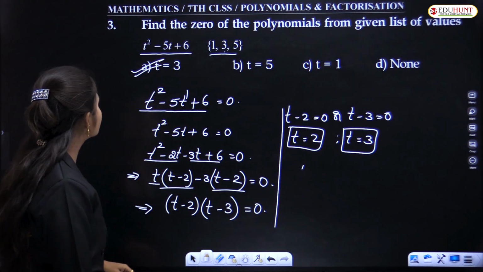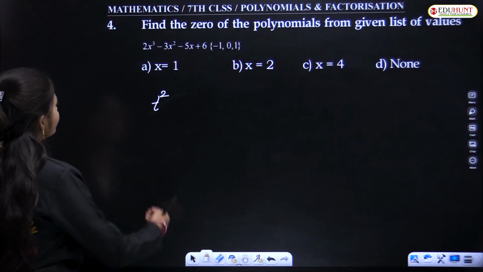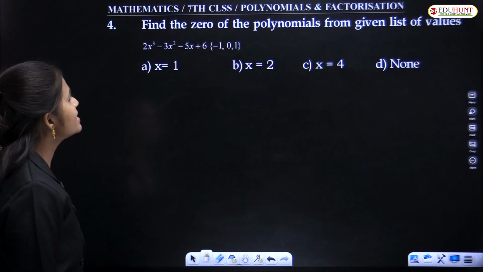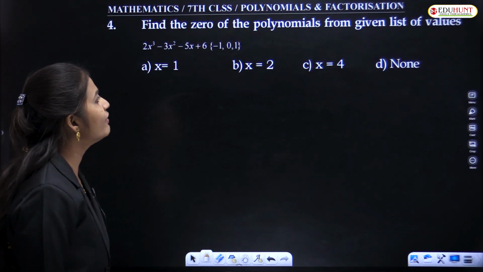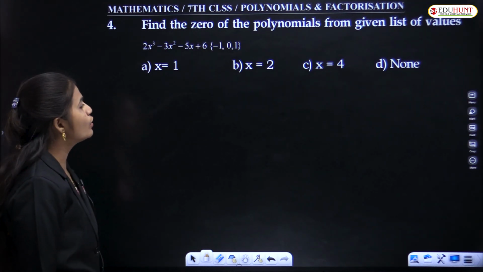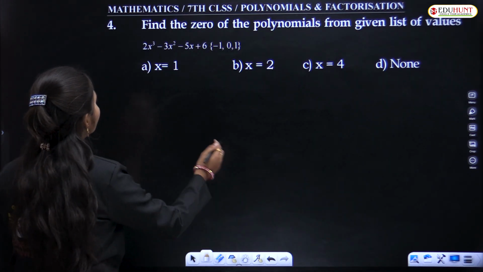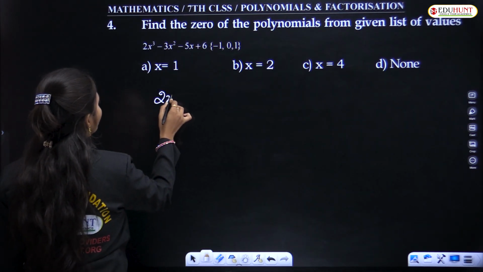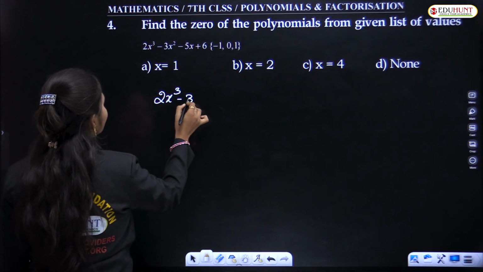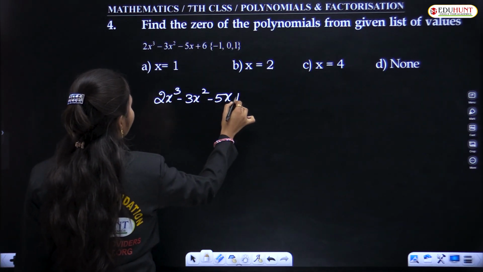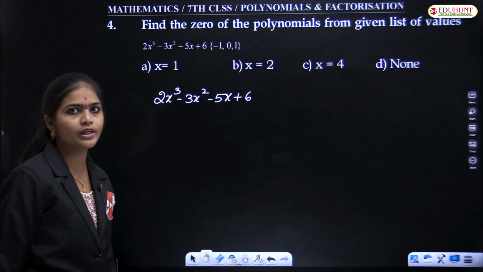Okay, so next see another one. Find the zero of the polynomial from the given list of values. So the values are given, and we need to find the zero of the polynomial. So what is the polynomial? 2x cube minus 3x square minus 5x plus 6. So this is the given polynomial, no?